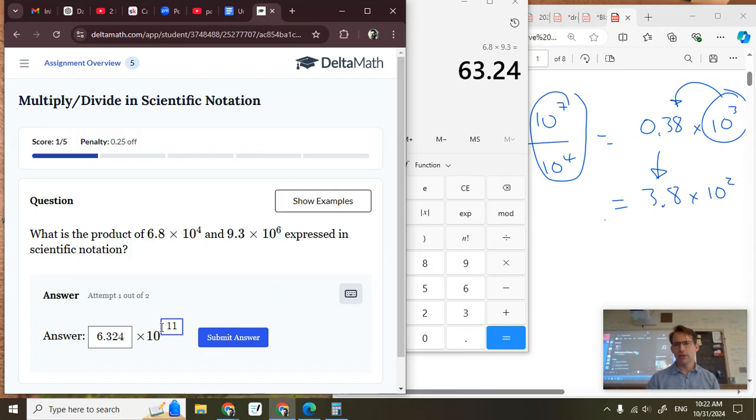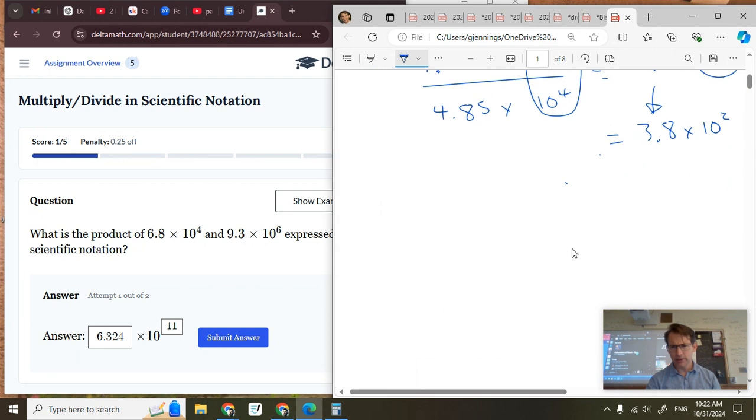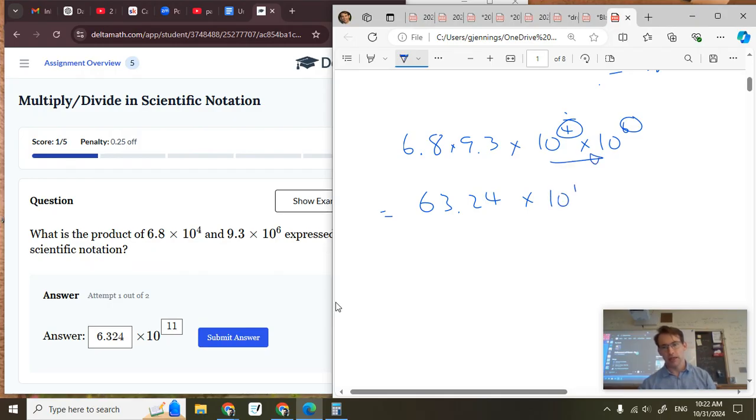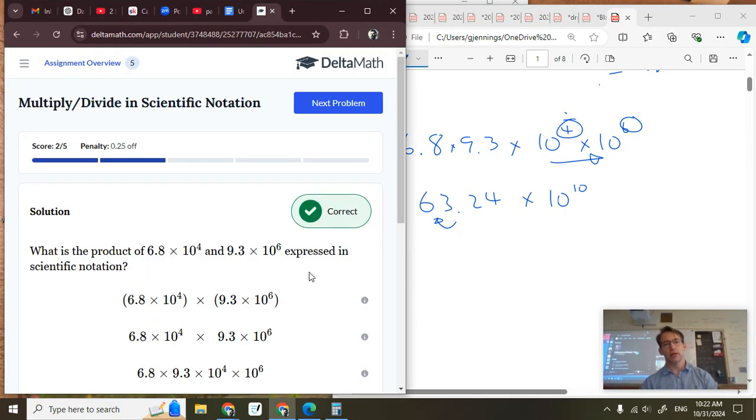Where did the number 11 come from, Mr. Jennings? Help us. Okay, I'll help you. 6.8 times 9.3 times 10 to the 4 times 10 to the 6 equals 63.24 times, add these exponents because we're multiplying powers of the same base, 10 to the 10. Moving that decimal point that way is like dividing by 10, so we better multiply by an extra 10 to balance it, to make it the same. So that would be 10 to the 11, this number.